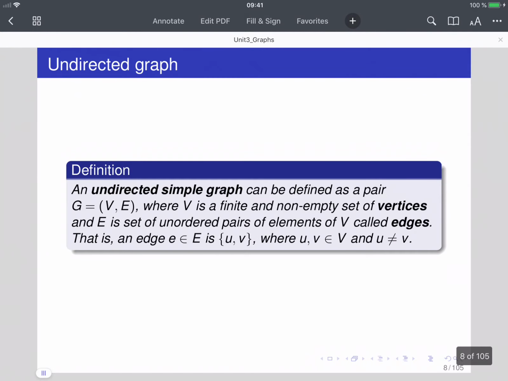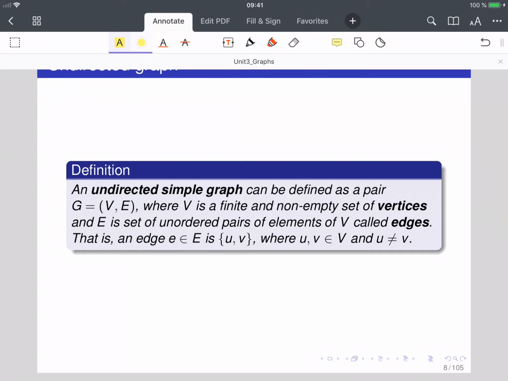Okay, so we want to define mathematically what is a graph, and then we want to study properties of this graph. And mainly we are going to deal with two different types of graphs. The first type of graph is what we call an undirected simple graph. The difference with the other kind of graph that we are going to study is that in this case, as the name suggests, we have something that is not directed. So the connection between elements has no direction.